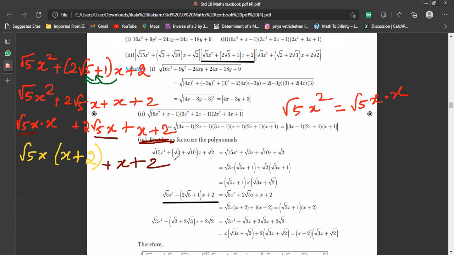So now, if you look at this, x + 2 is common. You can take it out. So (x + 2) into (√5x + 1). Understood, Manasi? Yeah. That's why we are having the expression here. Okay, let's solve the third one.